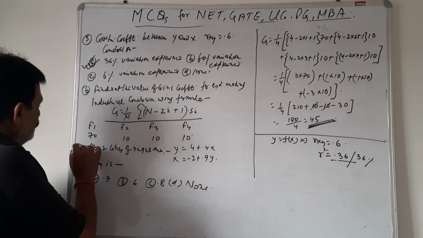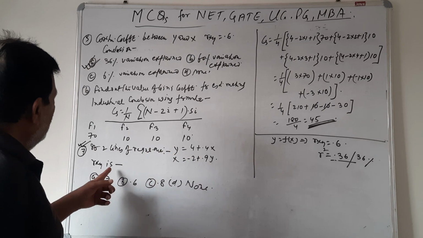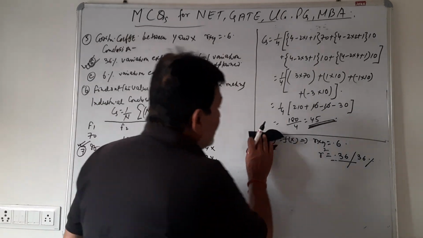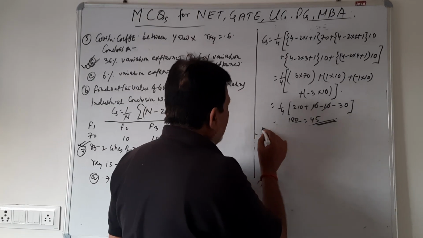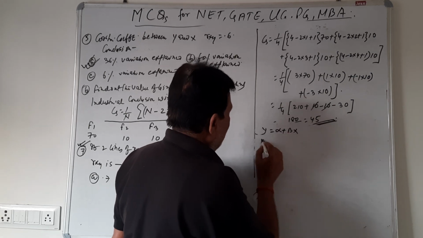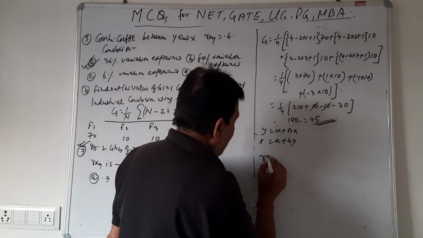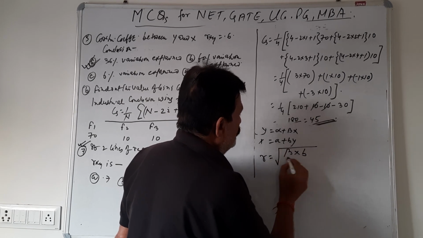Now, this sum number 7. If 2 lines of regression are given, find Rxy. In this context, there is a theorem that for 2 lines of regression, y is alpha plus beta x and x is a plus b y, then R is defined as the geometric mean of beta into b.